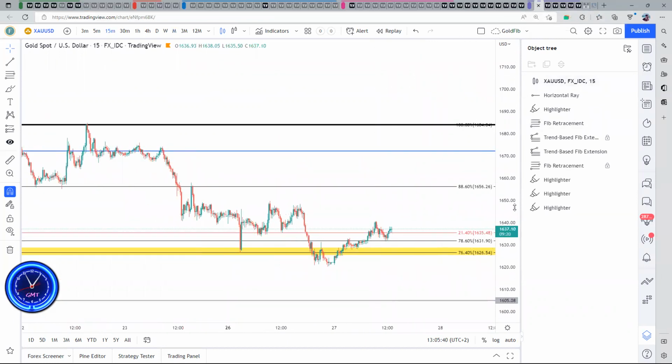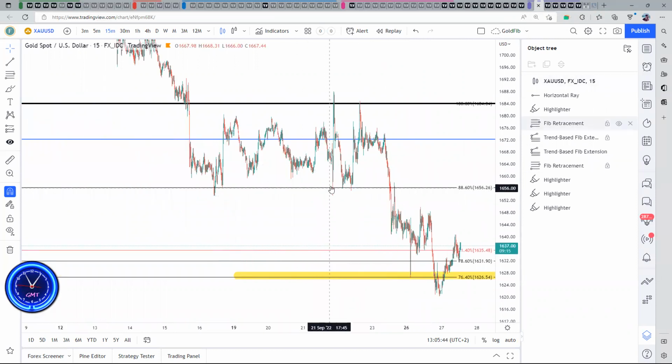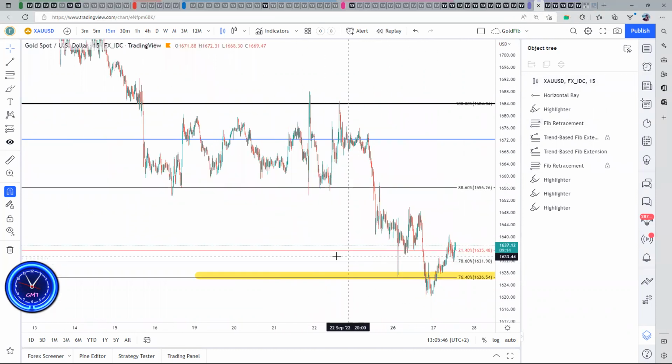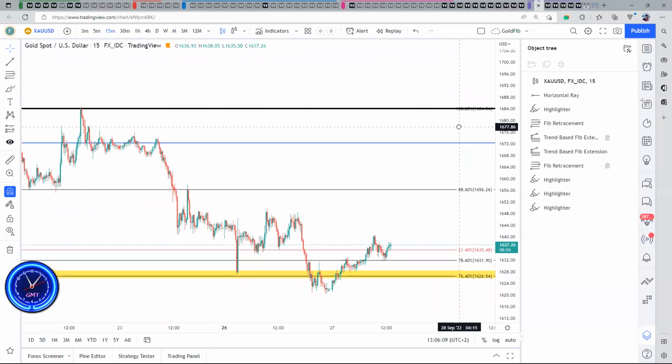Then we have some inside levels. I have posted them already. We are playing, as you see, in between them. Since we came back on this 78.60 fib, it's normally calling for the next one, which is a backtest of the 88.6, and then we would break above it, come back to retest it, then we would go for a break of the 1,685 USD an ounce of gold.